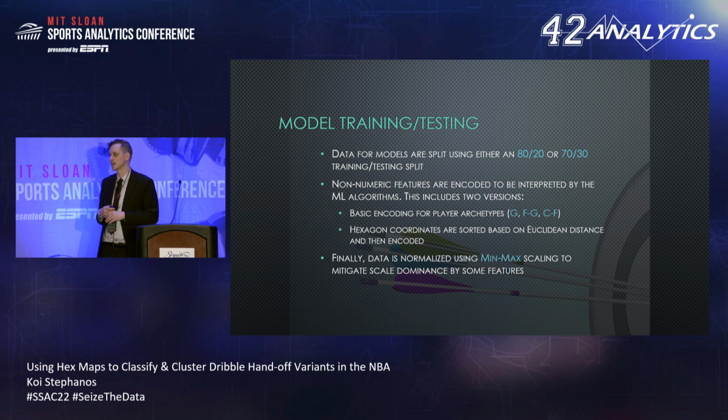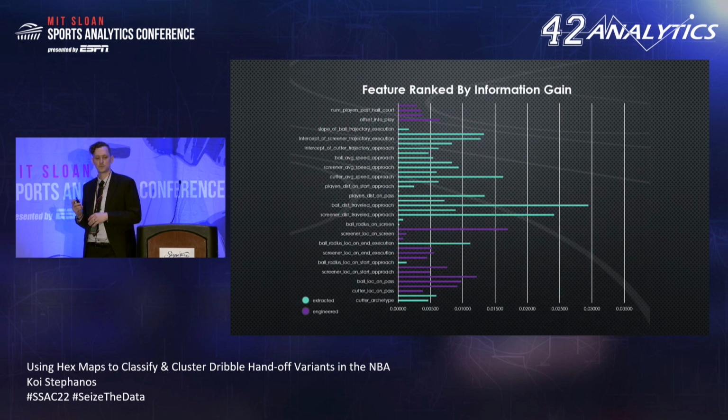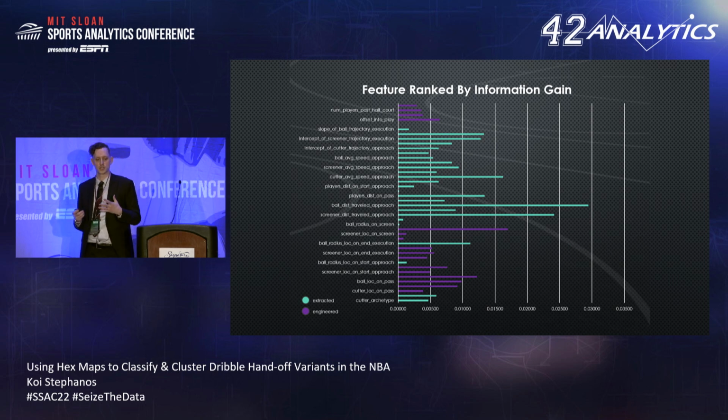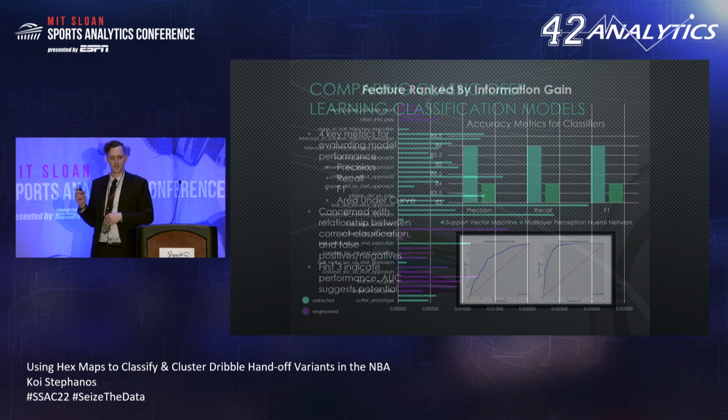Finally, we use min-max scaling, so any large numbers don't dwarf any small numbers when it comes to impact on the model's performance. Next, we looked at how our features actually contributed to that model performance using a metric called information gain. Here we can see the engineered features stack up quite well against a large amount of the extracted features, with some of the standouts being the actual location, the amount of distance that the screener actually moved on the approach stage, stuff like that.